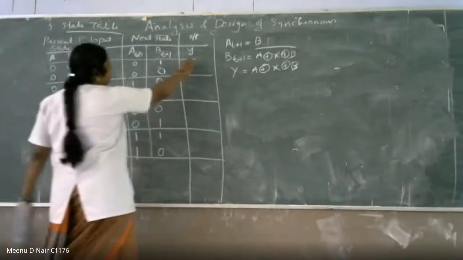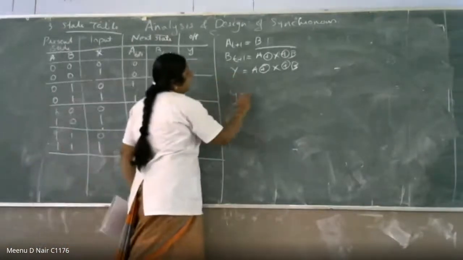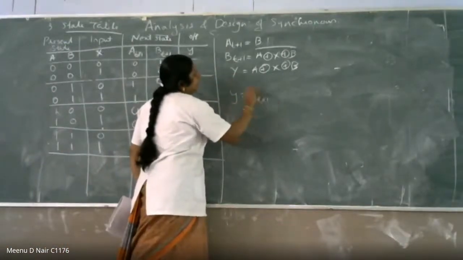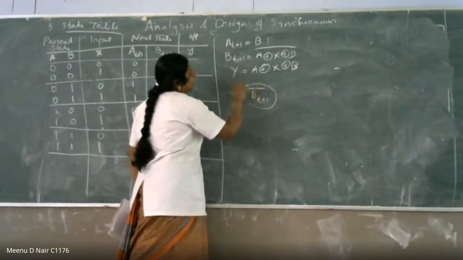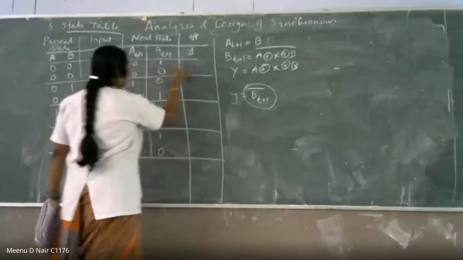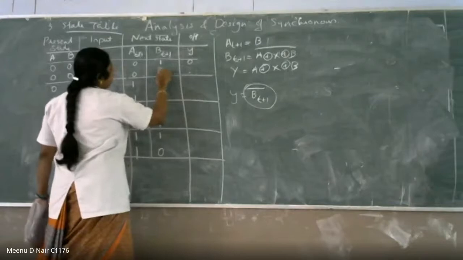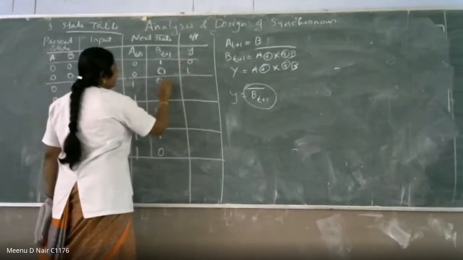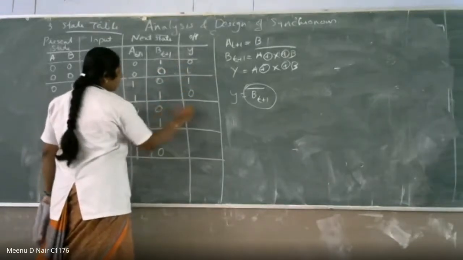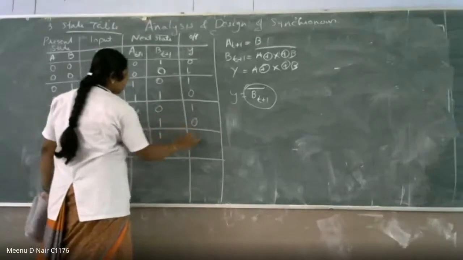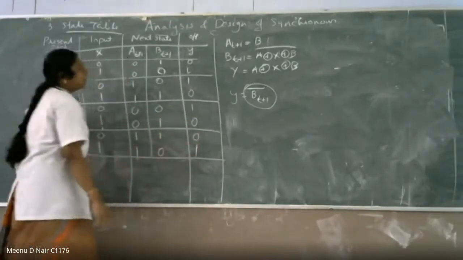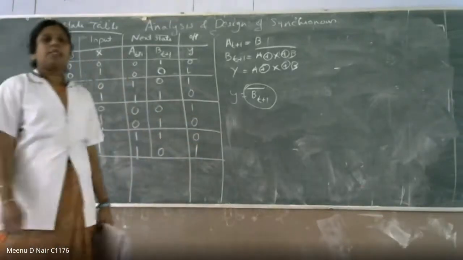Then what about Y? Y is nothing but B(t+1) whole bar. Okay, so this is nothing but B(t+1) whole bar. So you are directly taking the complement from here. This is 1, 0, this is 1, this is 0, this is 0, this is 1. Okay, so your state table is over.